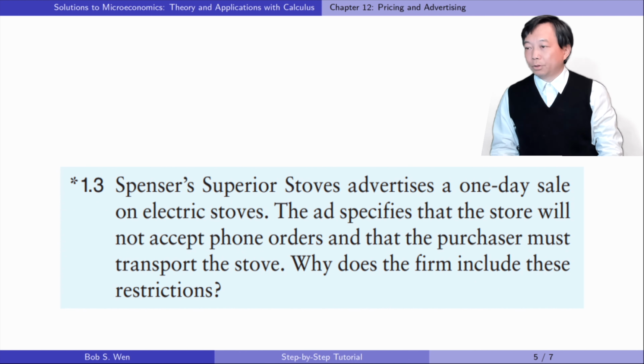Let's find answers to exercise 1.3. Spencer's Superior Stoves advertises a one-day sale on electric stoves. The advertisement specifies that the store will not accept firm orders and that the purchaser must transport the stove. Why does the firm include these restrictions?